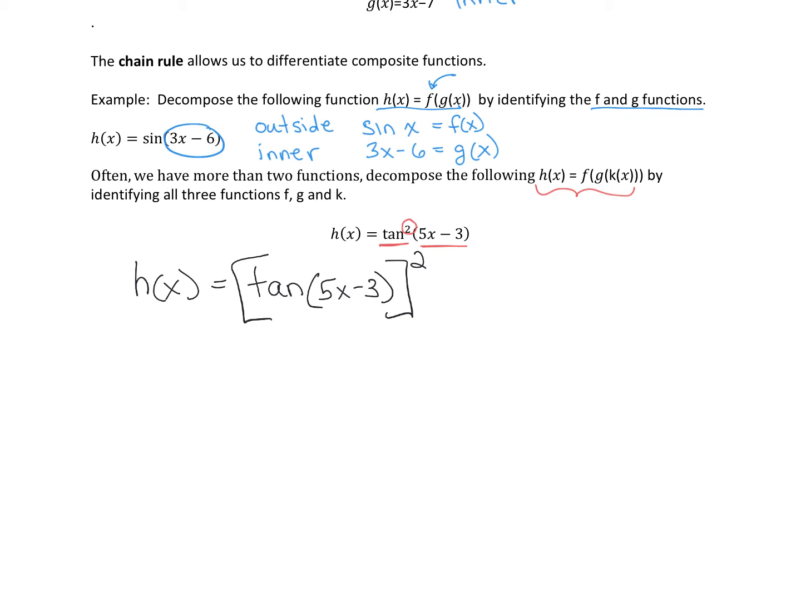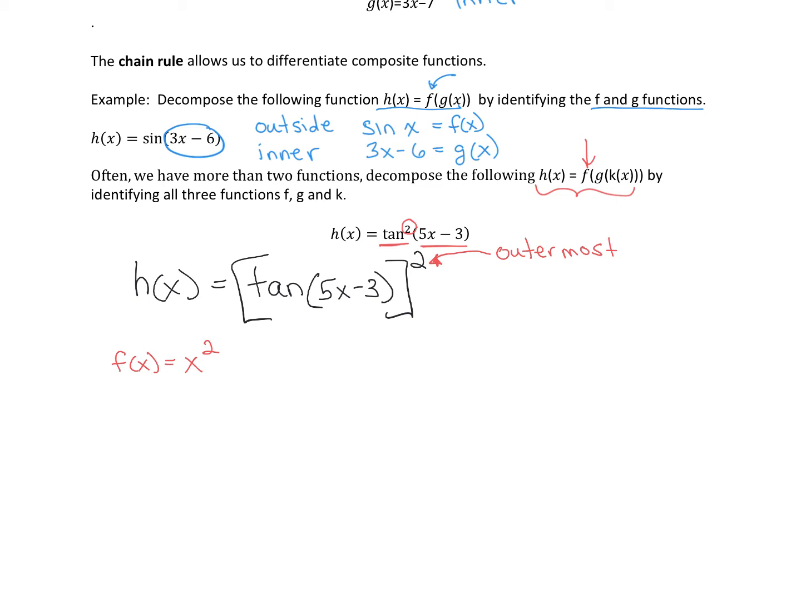So I can see here that my outermost function is my square, and I'm going to say f of x equals x squared.